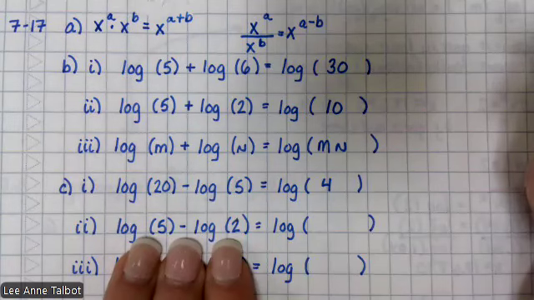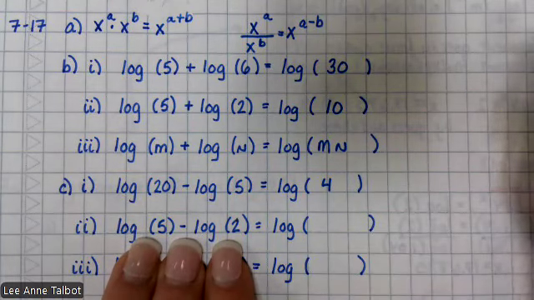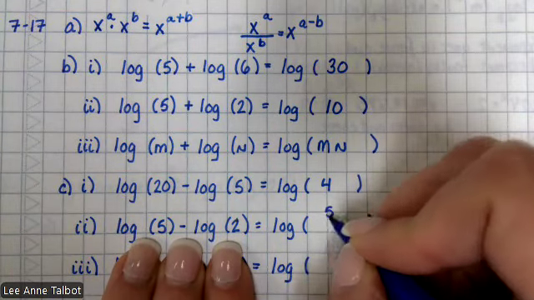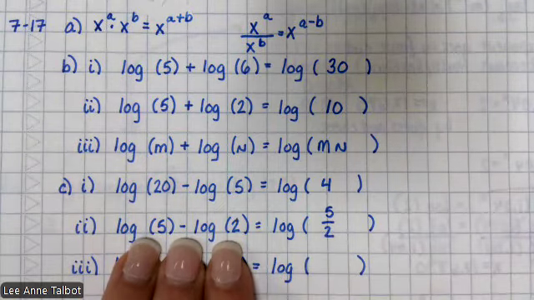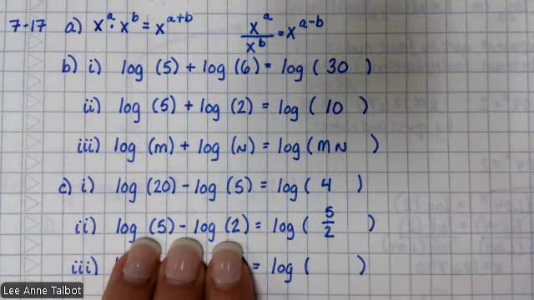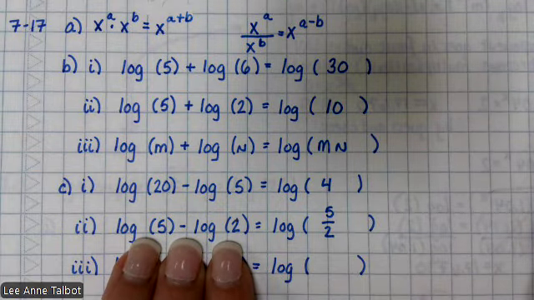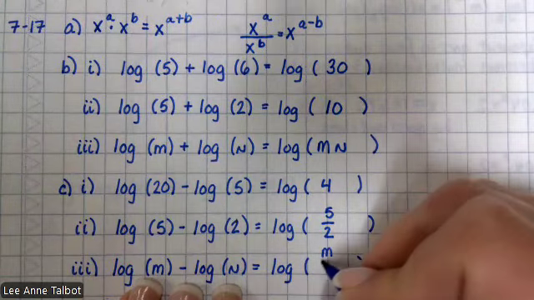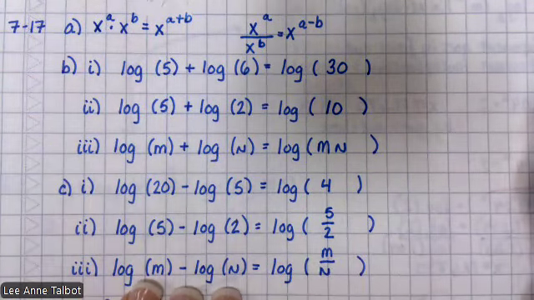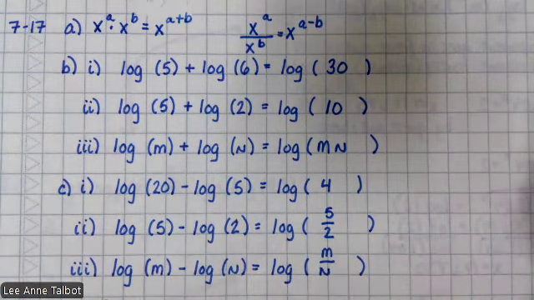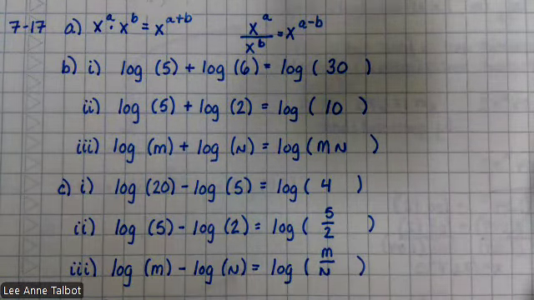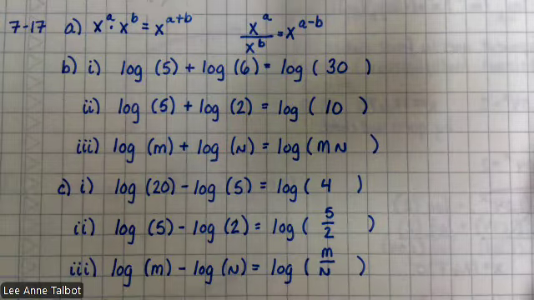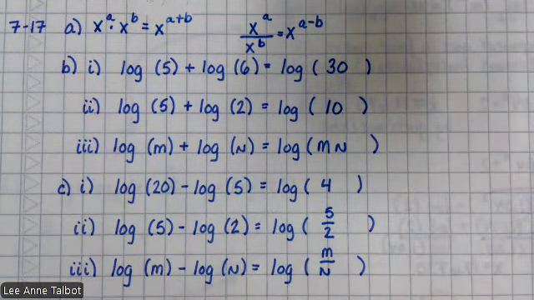Okay, this one I tried to trick you. I wanted you to say 3. You can say 2.5. You can say 5 over 2. I'm just gonna put 5 over 2. And then this is just m over n. Okay, so now I'm gonna flip to a new page. I don't know if you guys need to flip to a new page, but I'm gonna flip to a new page.